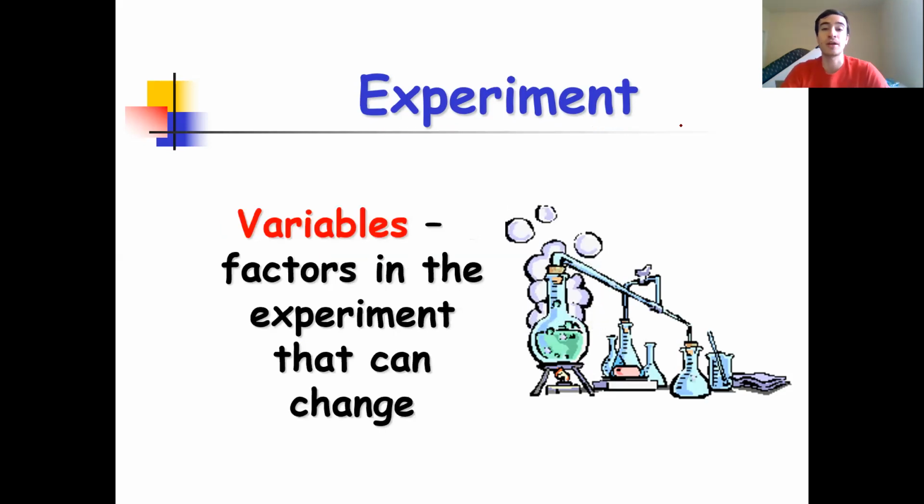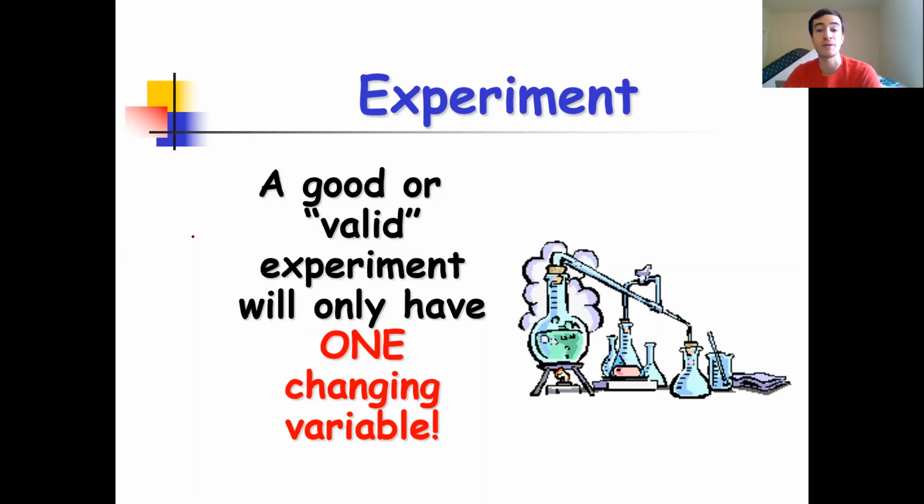So when you're creating an experiment, there are things called variables that you have to keep in mind. These are factors, aspects of the experiment that can change. So things surrounding your experiment or in your experiment itself that might not stay the same the whole time. And today we're going to talk about 3 different sets of variables that scientists need to keep track of in order to have a good, thorough experiment.